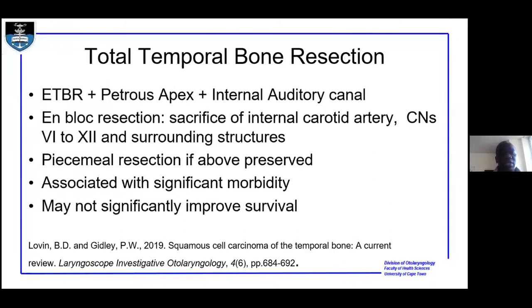The total temporal bone resection is actually an extended temporal bone resection, which includes the petrous apex and internal auditory canal. If an en bloc resection is done, one has to sacrifice the internal carotid artery, the cranial nerves 6 to 12, and the surrounding structures. However, if these are to be preserved, one will have to do a piecemeal resection. However, it is associated with a significant morbidity and may not significantly improve survival. And because of the significant morbidity associated with this, very few people actually do the total temporal bone resection.